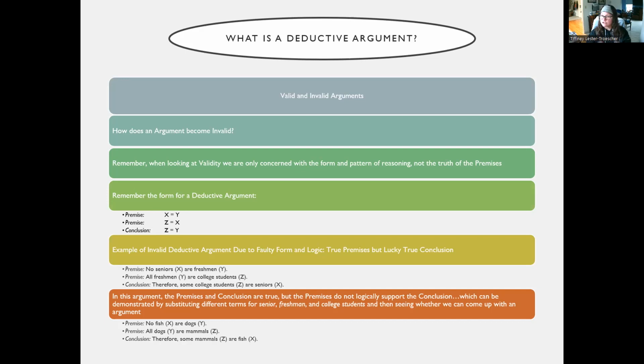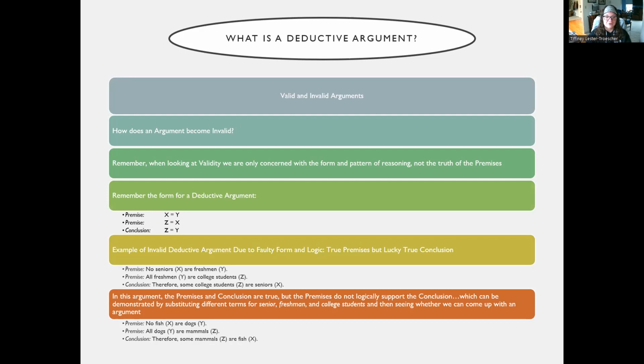But just to make sure, let's substitute some terms and see if we still get that true conclusion, or if we were just lucky. So we're using fish, dogs, and mammals. So no fish, X, are dogs, Y. No dogs, Y, are mammals, Z. Therefore, some mammals, Z, are fish. Oh yeah, no, that's not true.